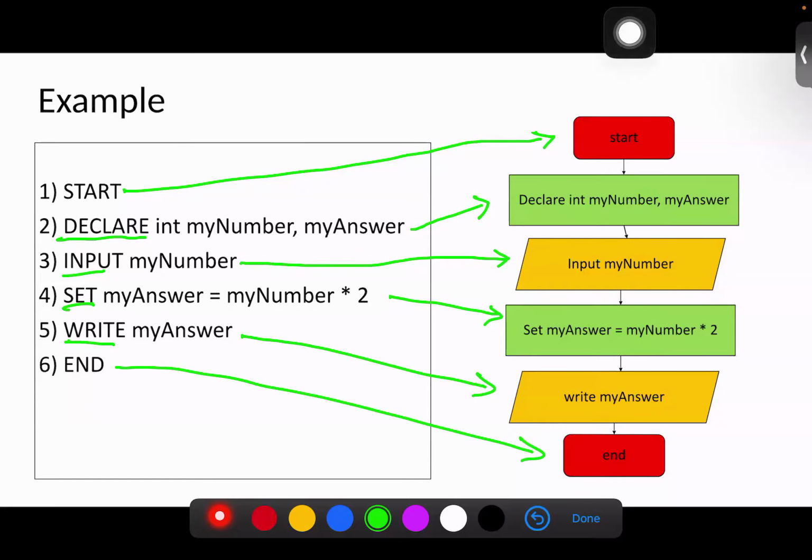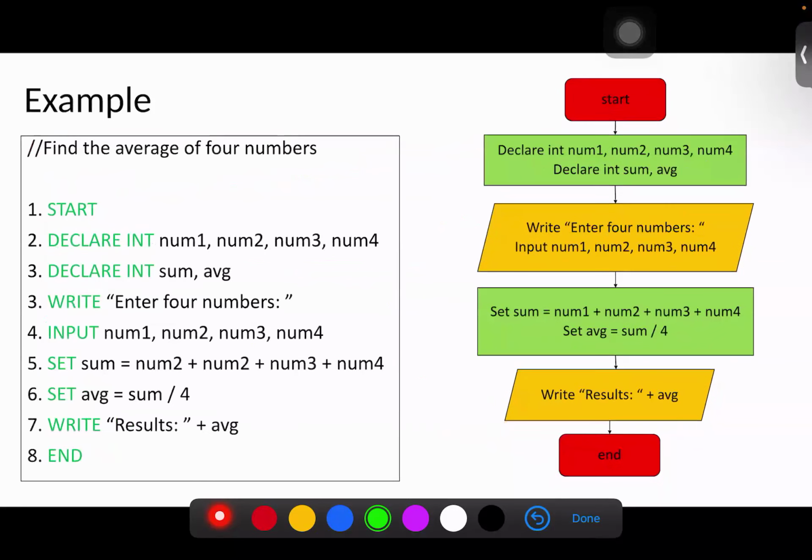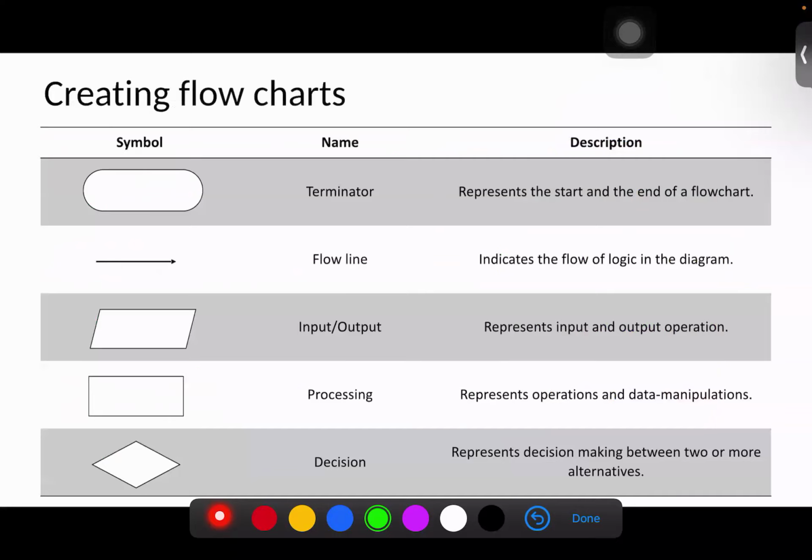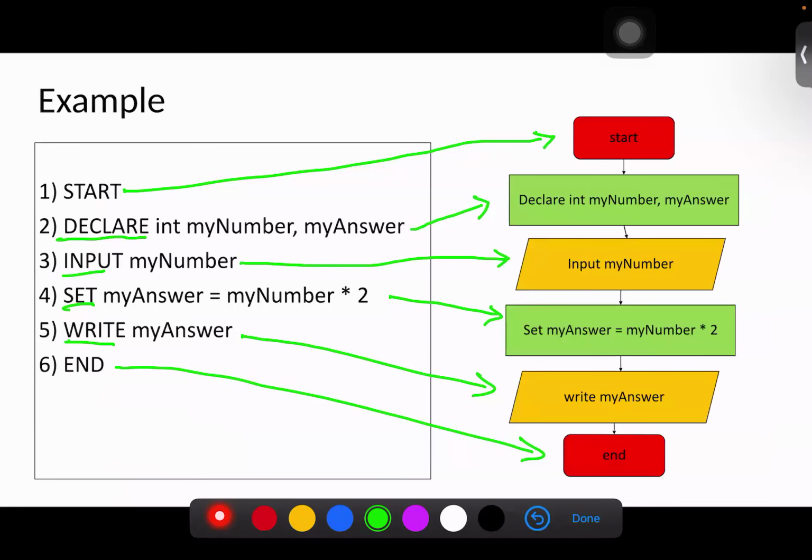I hope there's no confusion. Remember the shapes. You just need to remember the shapes. For start, we will use the oval. Then we use the arrows for flow. We use the parallelogram for input and output. We use the rectangle for processing, and then the kite for those things. So look at the shapes and look at the words that indicate the shapes. Do you see the relationship? Okay, that's very good.